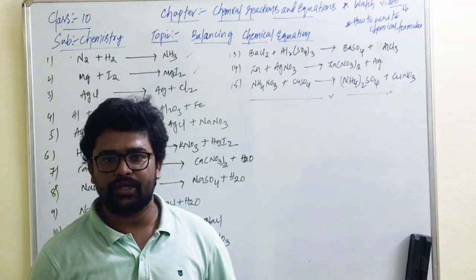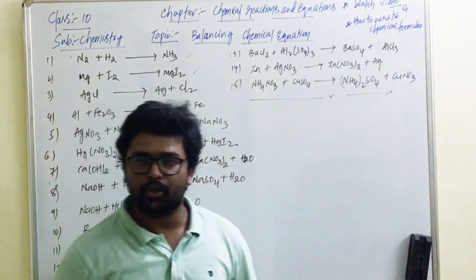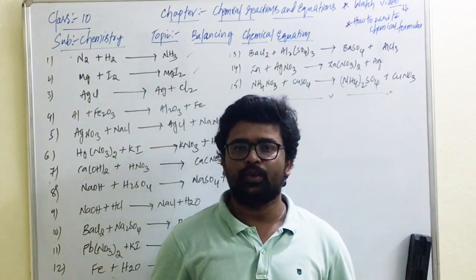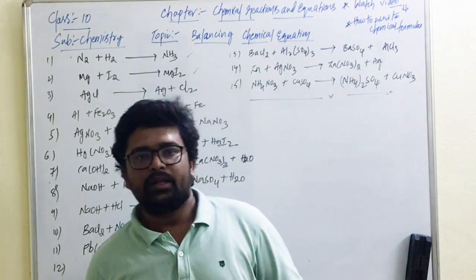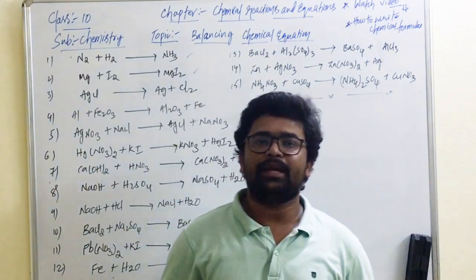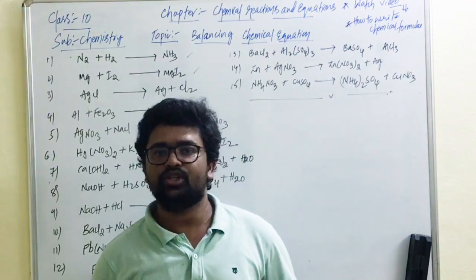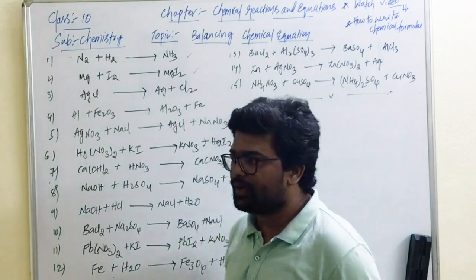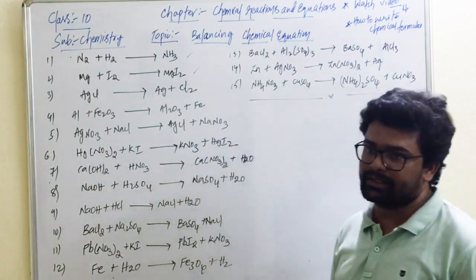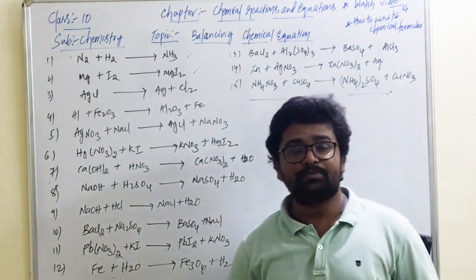Today we are going to study chemical reactions and equations part 3, balancing chemical equations with a few examples. In the last session we studied balancing chemical equations with one example, that is combustion of propane. Let us now study in detail with a few more examples how to balance a chemical equation. This concept is very important.